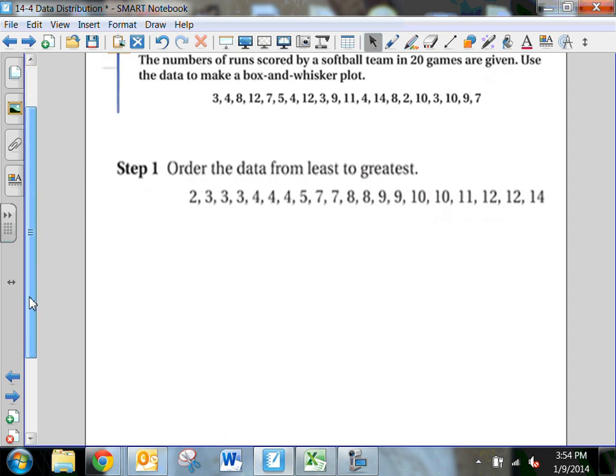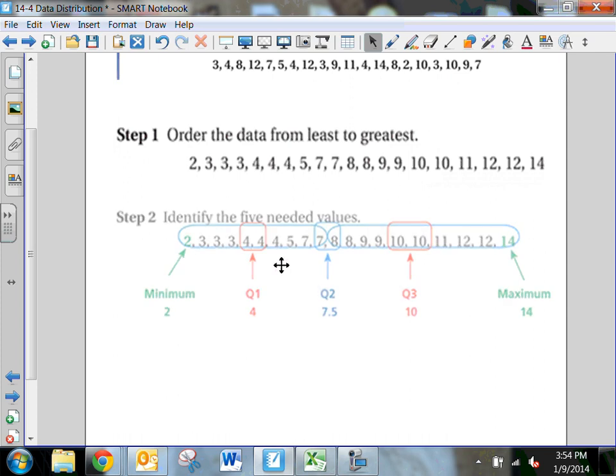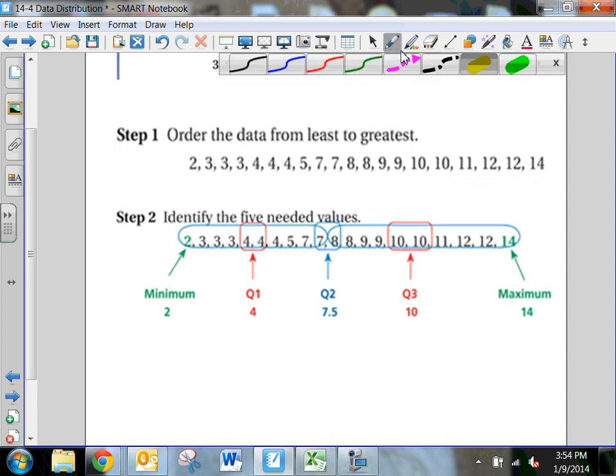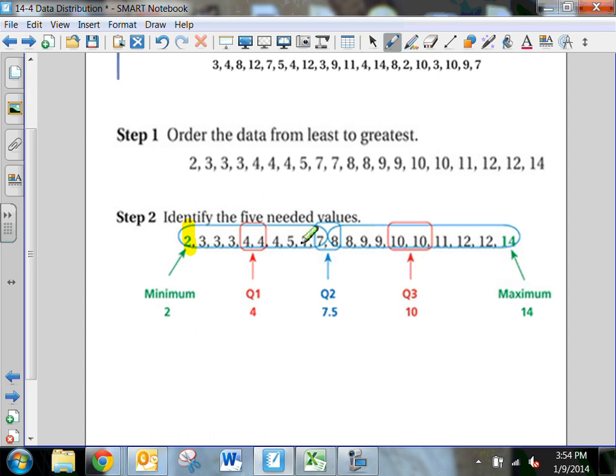And then the next thing you're going to do is find the 5 key values. Okay, the 5 key values and important values here are the minimum number, the lowest number, and the highest number. Find that first. That's easy. And then find, you can call it Q2 or you can call it the median. That's 7.5. Okay, that's the middle number. All right. In this case, it's an even set of data, so we take the average between 7 and 8, and we get 7.5.